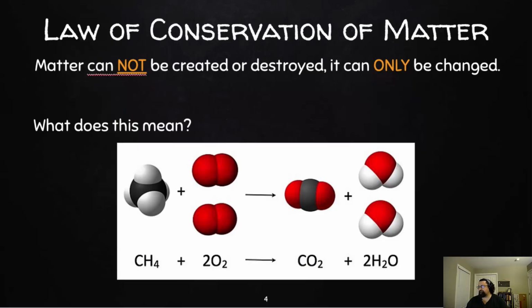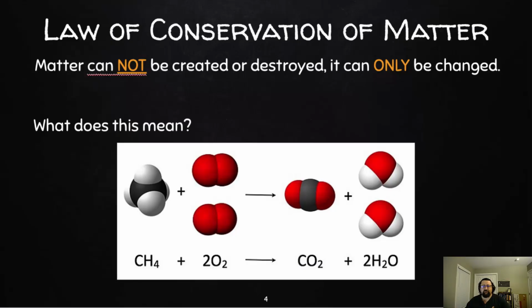Now, what we have to go over first is the law of conservation of matter, which states that matter cannot be created nor destroyed. It can only be changed. What we're saying is what goes in has to come out. If you're baking chocolate chip cookies and you put cookies that have 20 chocolate chips into the oven, when they come out, they can't suddenly have 10 chocolate chips or 100 chocolate chips. They have to have 20. Whatever you put in has to come out.